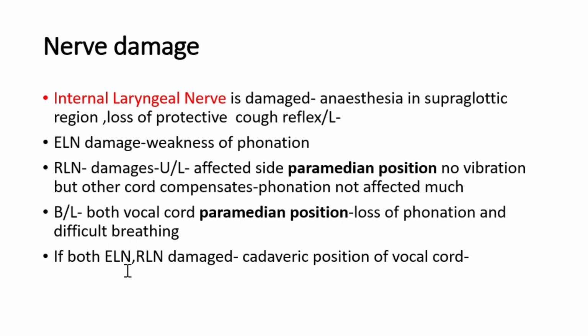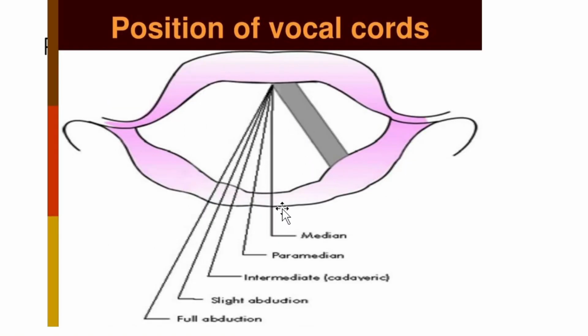Now if both the recurrent laryngeal nerve and the external laryngeal nerve are damaged, there is the cadaveric position of the vocal cord. You see these are a few positions: the median position, the adducted one. The paramedian is between abduction and adduction. In the cadaveric position, the posterior cricoarytenoid is also lost. The posterior cricoarytenoid was abducting, so there will be no proper abduction, and the cord lies between paramedian and slight abduction. This is known as the cadaveric position, and these are slight abduction and full abduction.